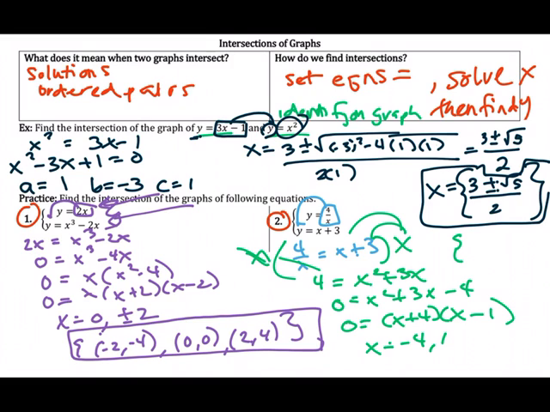So if I plug -4 into this equation I have boxed, 4 divided by -4 is going to be -1, and 4 divided by 1 is going to be 4. So those are the 2 points at which these functions intersect.